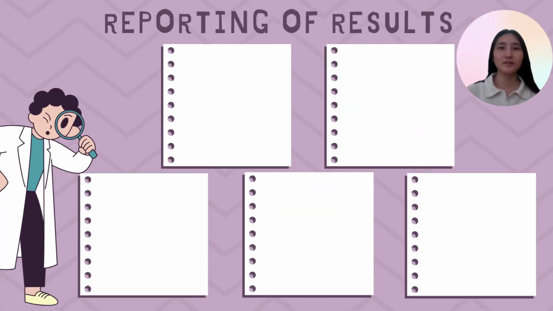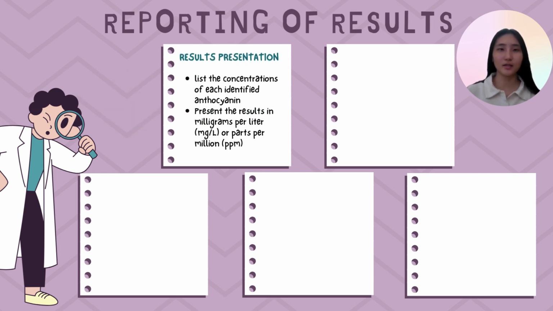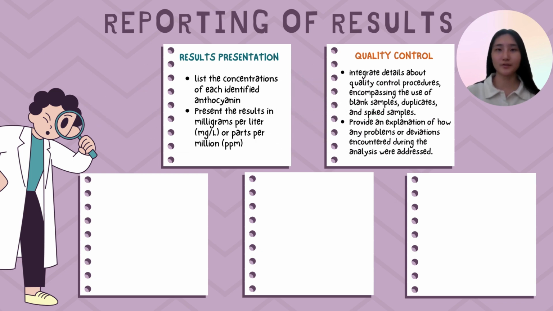Lastly, we have concluded some essential elements in the reporting of results. First is results presentation. List the concentrations of each identified anthocyanin and present the results in suitable units such as milligrams per liter or parts per million. Secondly, quality control. Integrate details about quality control procedures encompassing the use of blank samples, duplicates, and spike samples. Provide an explanation of how any problems or deviations encountered during the analysis were addressed.